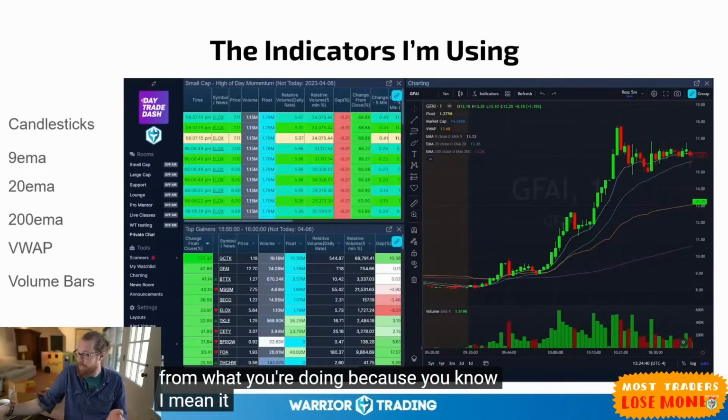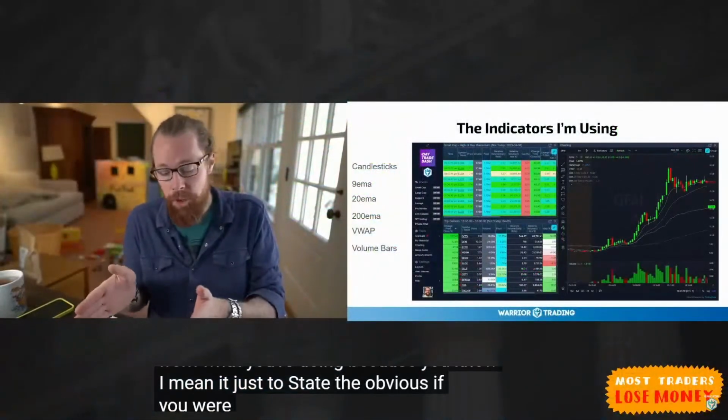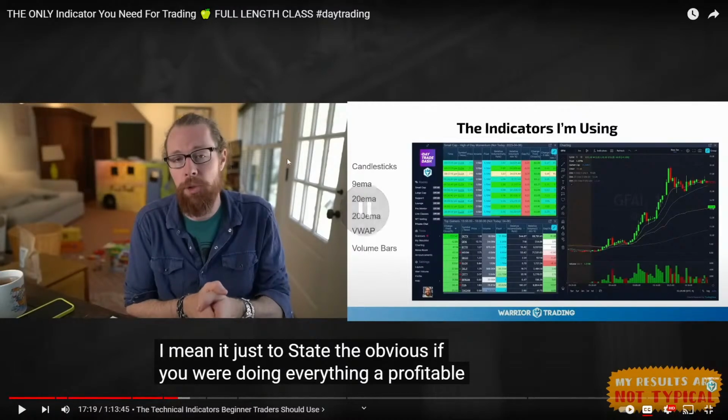Because, just to state the obvious, if you were doing everything a profitable trader was doing, he's using all of these, 9 EMA, 20 EMA, 200 EMA, so 1, 2, 3, 4, 4 indicators, which are these lines right here. The volume bar, like I told you, is right here. The VWAP, I don't know what color you're using. The candlesticks, I guess you can call them indicators.